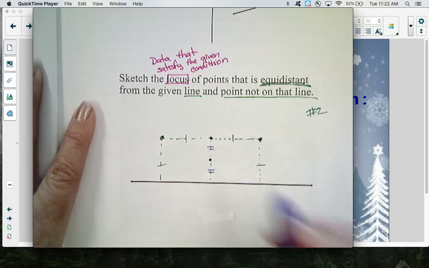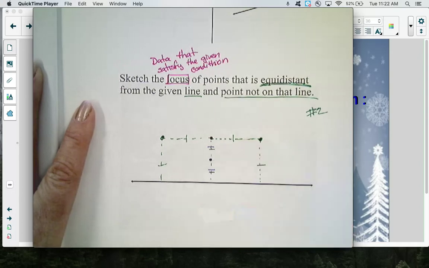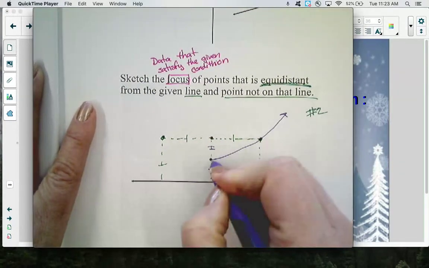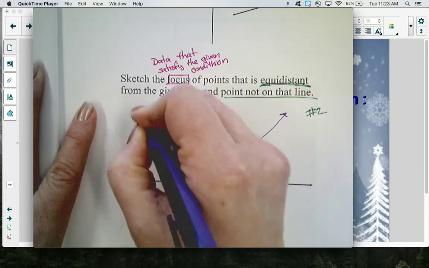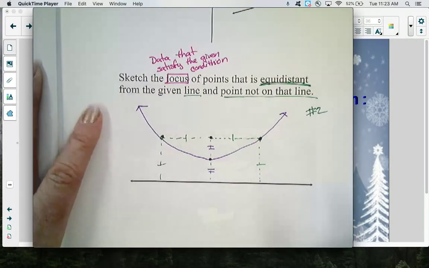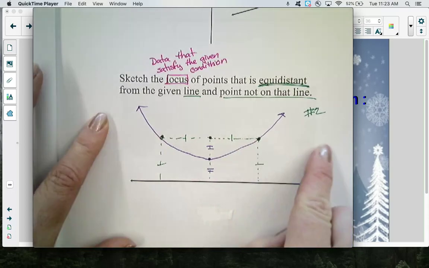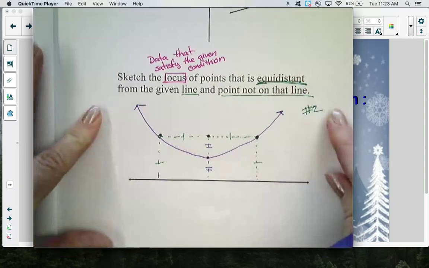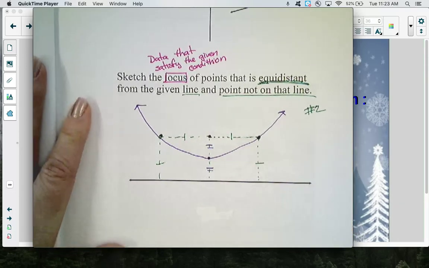Check out what we just created. If I connected just those 3 points, do you see it? Some of you went further out with your points. Well, a rectangle might be okay, but that could be a compression if I went out further. But do you see how I created a parabola?